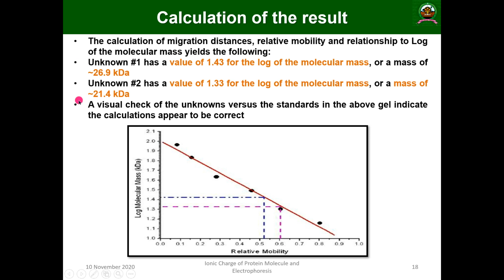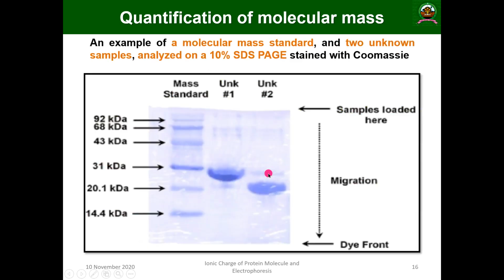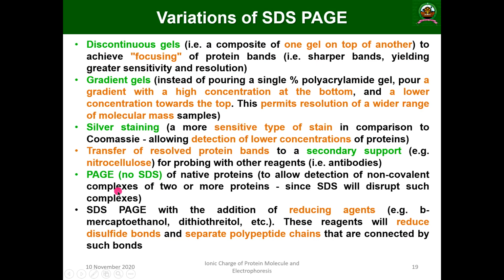Don't worry about this too much, this is just an example. You don't need to bother about how you will get all these values and plots. Just understand that by plotting this linear function, you will be able to find the molecular weights if your sample has multiple components, by comparing with the standard mass. That is the important thing.